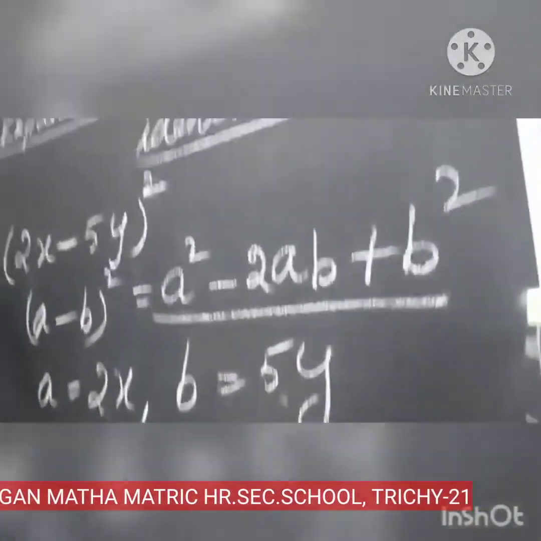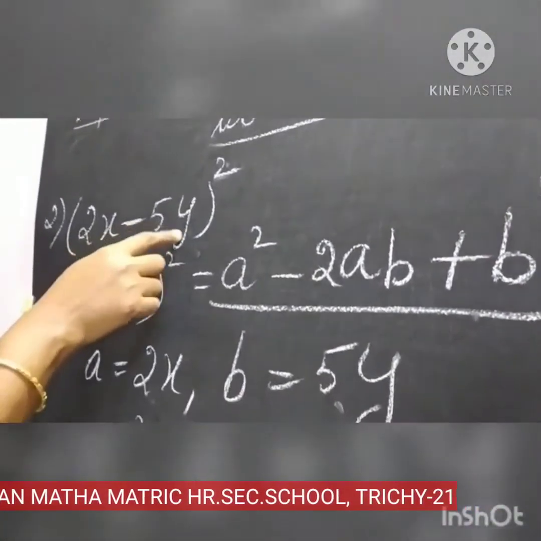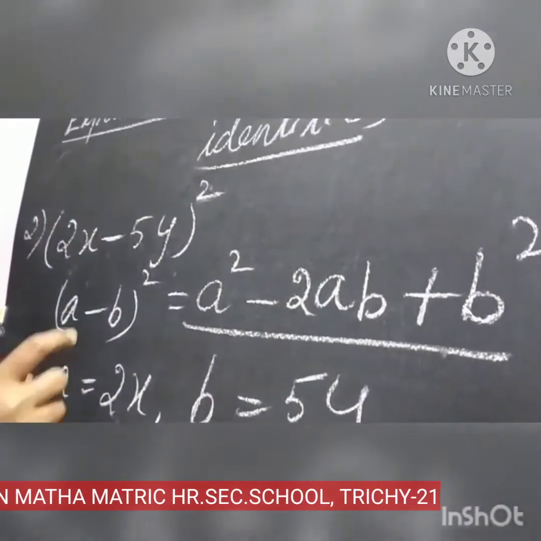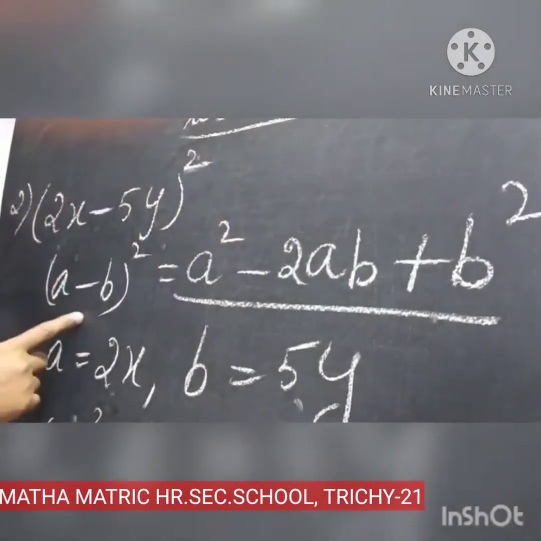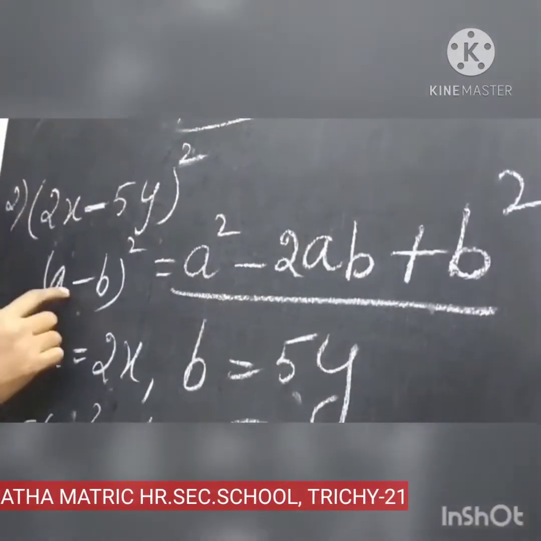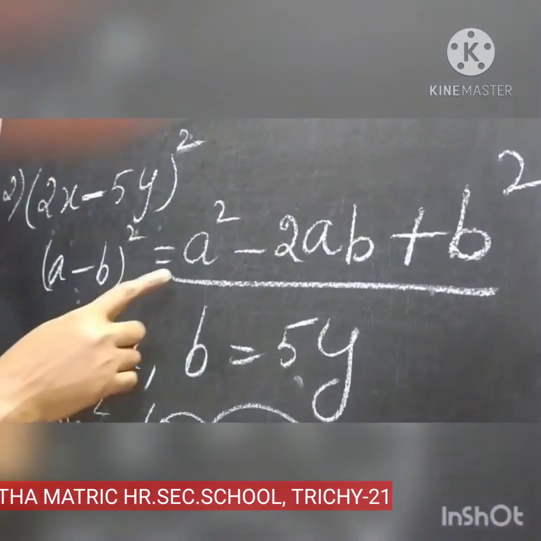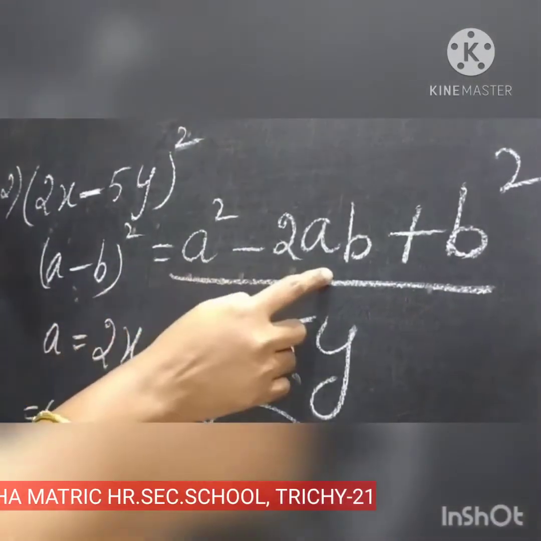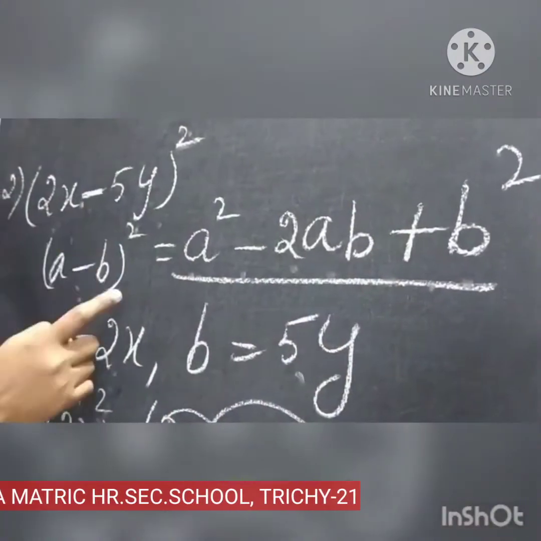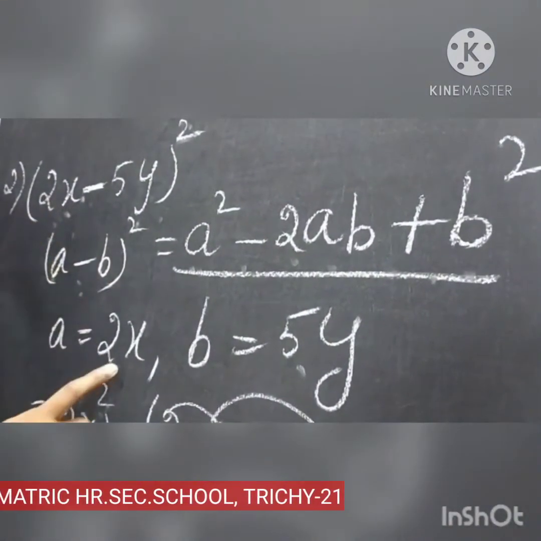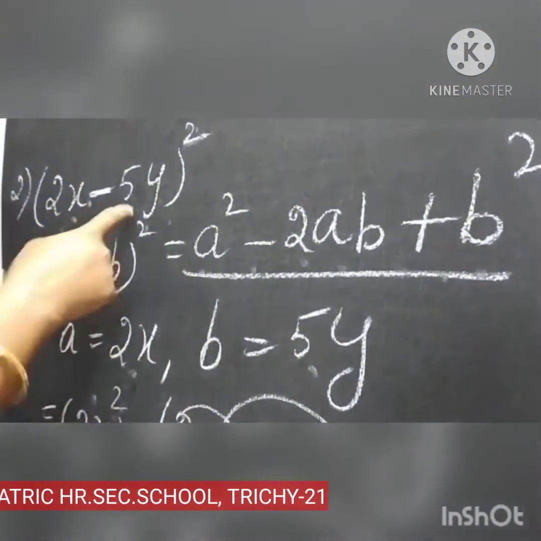Again I am telling this one: the given expression is 2x minus 5y the whole square. So you can find out which one is the appropriate identity. Here the minus sign is there, so a minus b the whole square, and the answer is a squared minus 2ab plus b squared. Here in this sum, instead of a the value given is 2x, instead of b it is 5y.